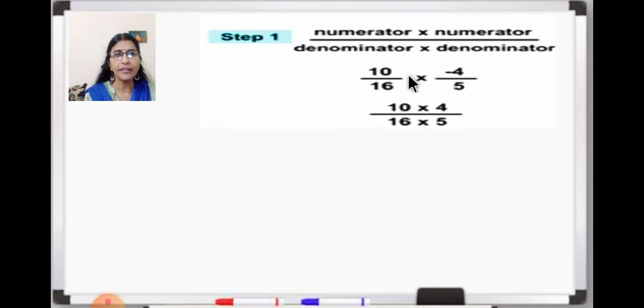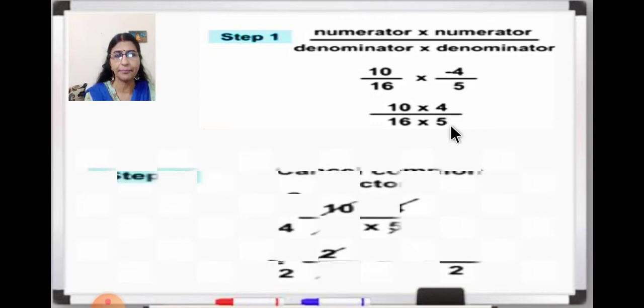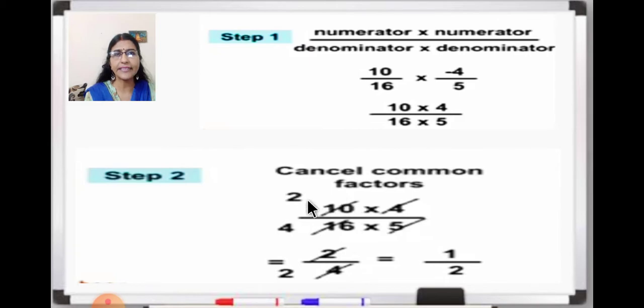10 multiplied by 4. You can see here 10 is there, here 4 is there. So 10 into 4 upon here 16 multiplied by 5. So that will be in the denominator. So this is the way you have to do multiplication. This is the first step. Now what we will do next, second step, cancel common factors. So we are going to cancel the common factors. You know already how to do it.